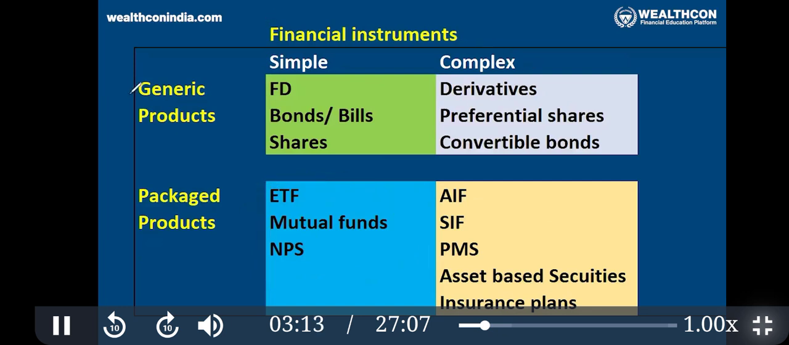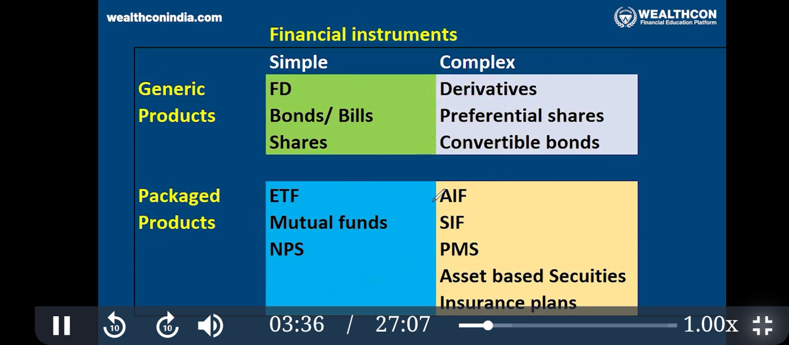In the complex generic category, there are derivatives, which we don't discuss in this course. It is a different course. Another is preference shares and convertible bonds. We don't cover them, but you should be aware that such terminology exists. So when you read in books, you might come across this. These are complex products, generic by themselves.